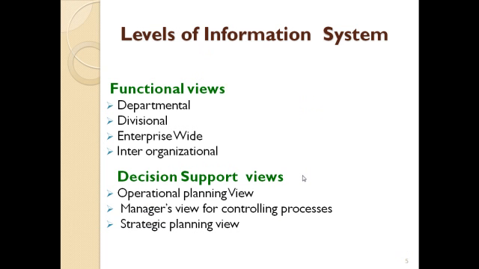Next, we will see the levels of information system. We can consider the information system at two different levels, like functional view as well as decision support view. In a functional view, we can consider the information at a department level, divisional level, enterprise-wide level as well as inter-organizational level. In the decision support level, we can use the information for operational planning as well as for controlling process as well as strategic planning.